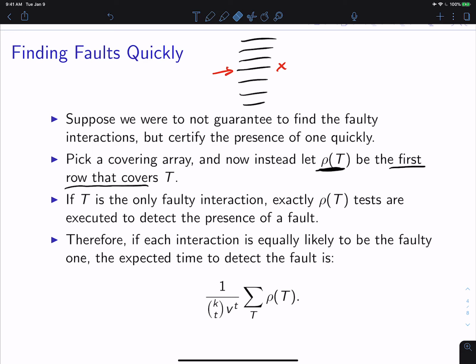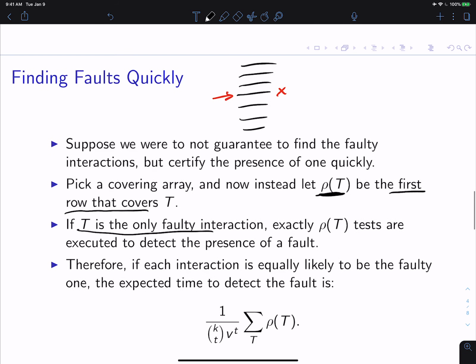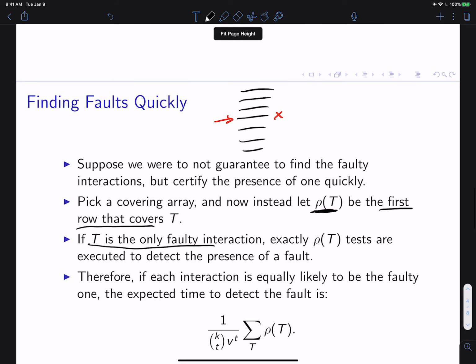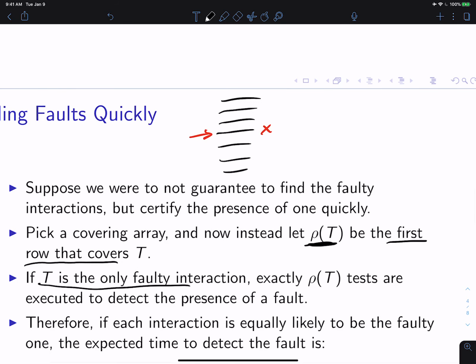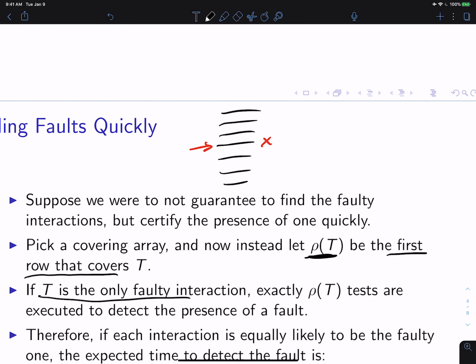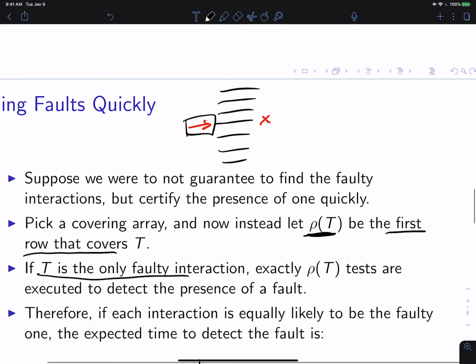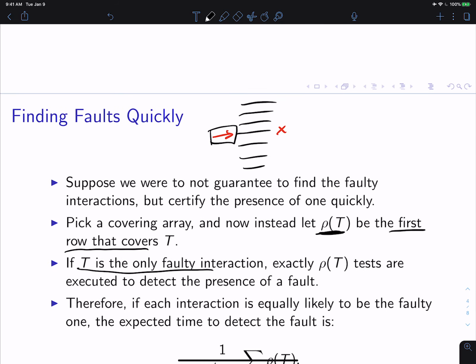So if t is the only thing that is faulty in the entire test suite, well, we've got to execute that many tests. So if we know that there's a fault on this row right here, well, we've got to execute 4 tests to be able to find it, because in this array it's in the 4th row and it's the only fault.